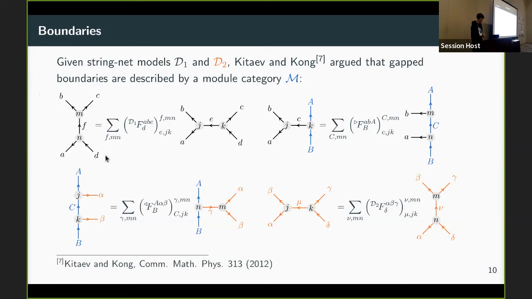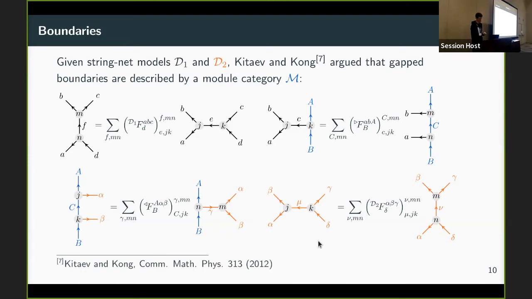So you have your normal F moves in the bulk of your string net model D1, which, again, as I said, express some kind of RG fixed point property in the bulk. Now you just generalize this to the case where you have some boundary. This boundary is drawn vertically, labeled in blue. These objects are objects in some different category, the category M. But again, near this boundary, you have some kind of RG fixed point move. And this comes with a different kind of F symbol, which is denoted by this F symbol with a triangle here.